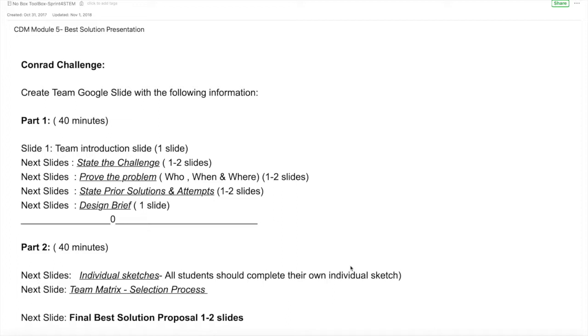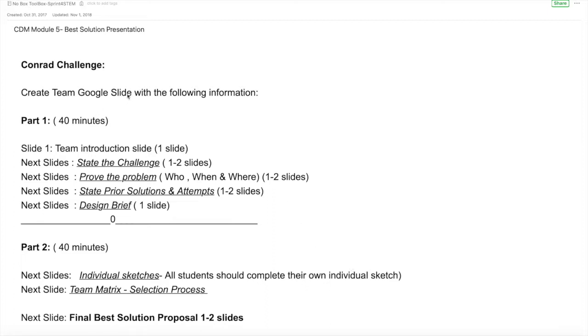I'm going to go over the CDM Module 5 Best Solution presentation. This module is probably the most important module that we can actually do in the CDM platform. The importance of being able to present and document, as well as provide a portfolio of a team's work, is so vital in the process. So let's go ahead and go through this.